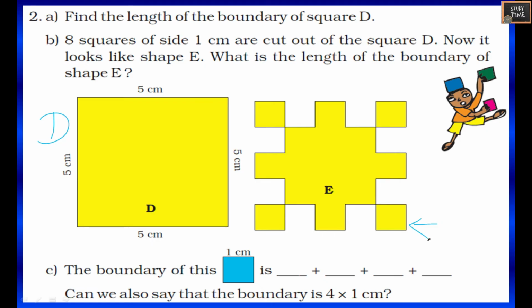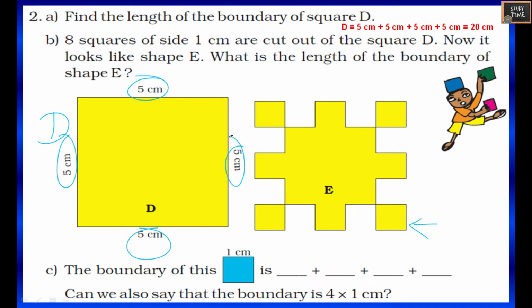So first let us find the length of the boundary of shape D. So shape D is 5 plus 5 plus 5 plus 5, that is 4 into 5. So here it is 5, 5, 5, 5. 4 into 5 is 20. Next we have to find out the length of the boundary of shape E.